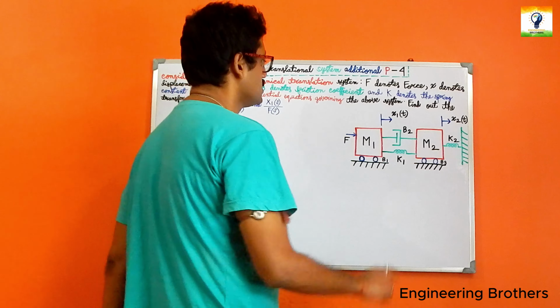So you can see that because of that applied force, the block has a displacement of x1(t), and because of that displacement, the adjacent block of M2 has also got the displacement of x2(t) over here. So x is denoting our displacement, M denotes mass. So we have two mass blocks, M1 and M2. So you can see that M denotes mass, B denotes friction. So you can see that we have three friction elements over here.